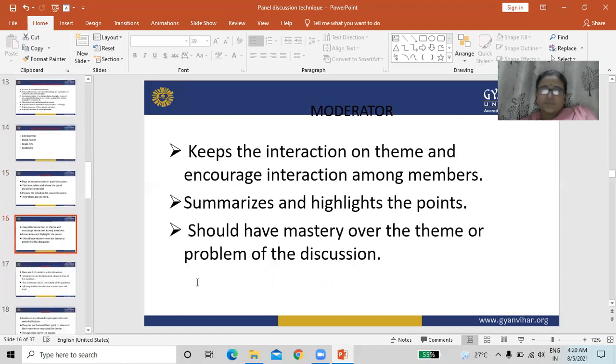Moderator: keeps the interaction on the theme and encourages interaction among members. Summarizes and highlights the points in the panel discussion. Should have mastery over the theme or problem of the discussion.